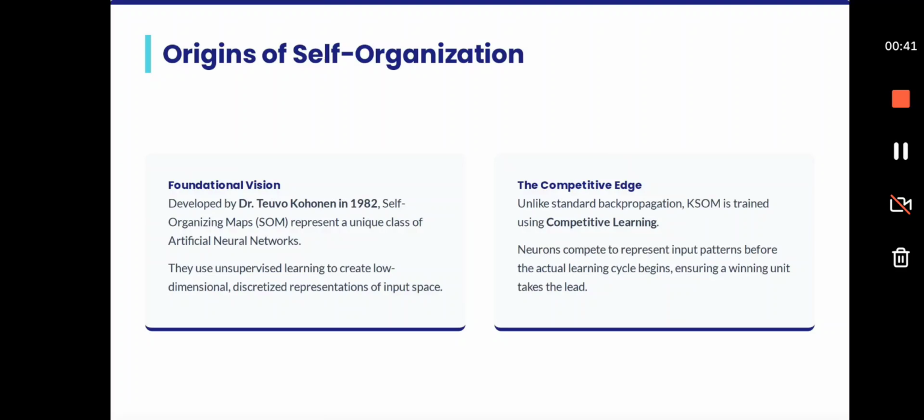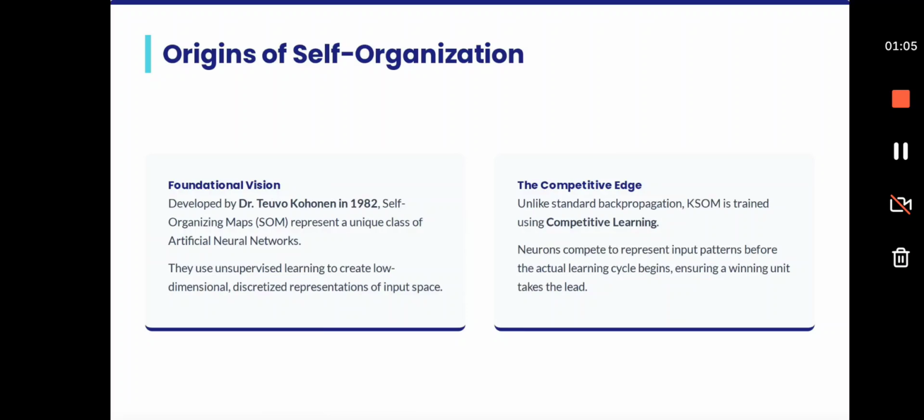Now let us discuss the origin of self-organization. The self-organizing map was developed by Dr. Kohonen in 1982. It is a special type of artificial neural network that uses unsupervised learning. The main objective is to convert high-dimensional input data into a low-dimensional representation.